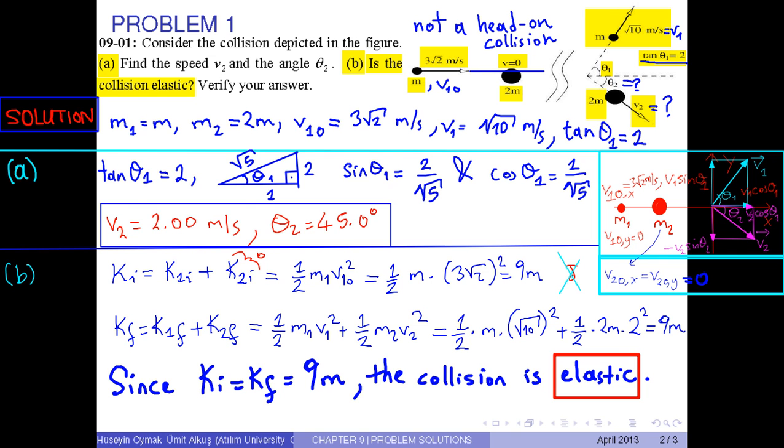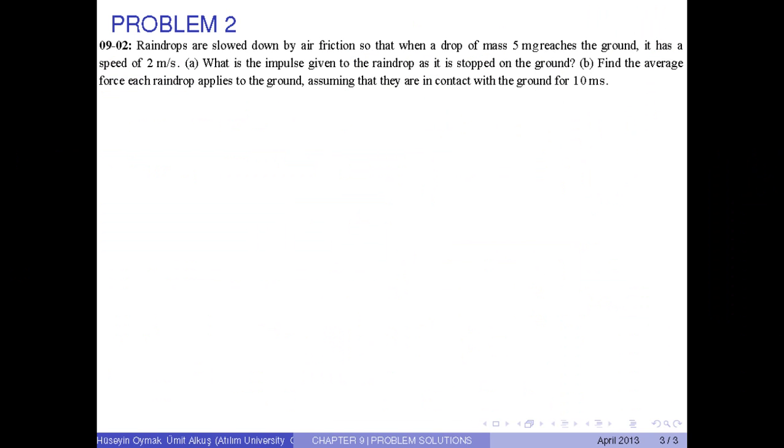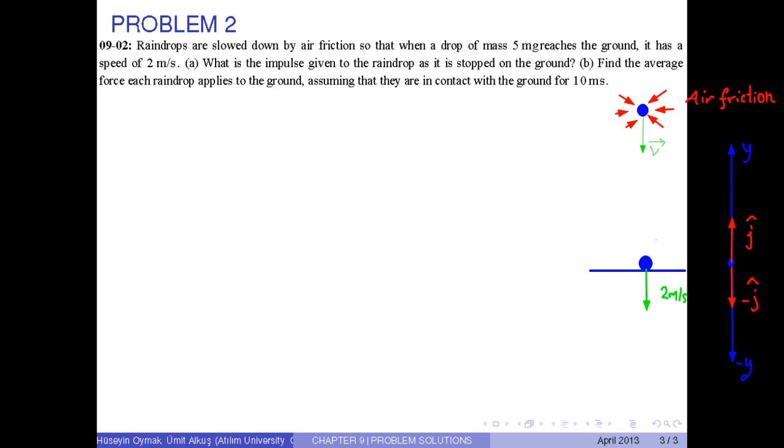Let's have a look at the second problem. Raindrops are slowed down by air friction so that when a drop of mass 5 milligrams reaches the ground, it has a speed of 2 meters per second. In part A, we will find the impulse given to the raindrop as it stops on the ground. In part B, we find the average force each raindrop applies to the ground, assuming that they are in contact with the ground for 10 milliseconds.